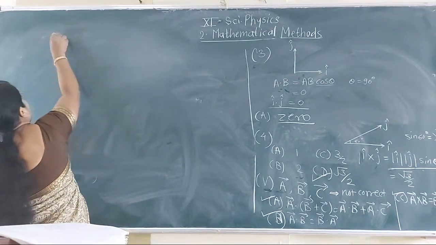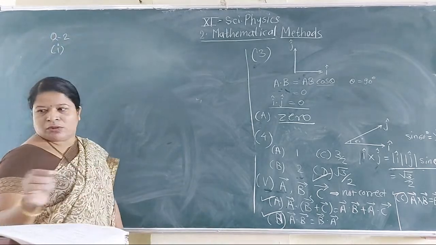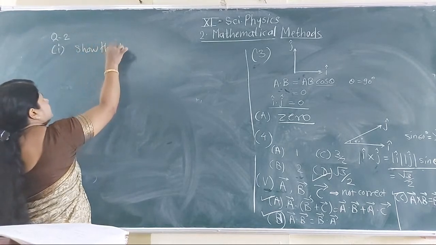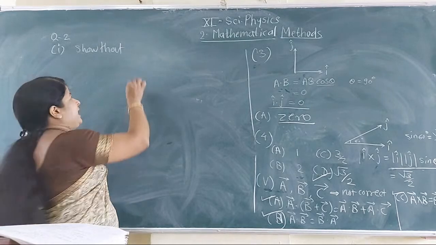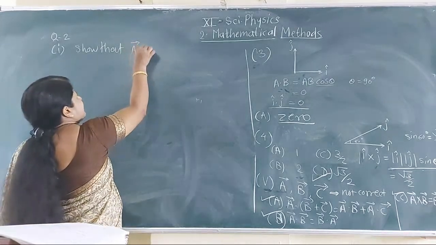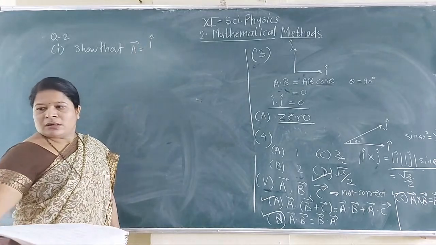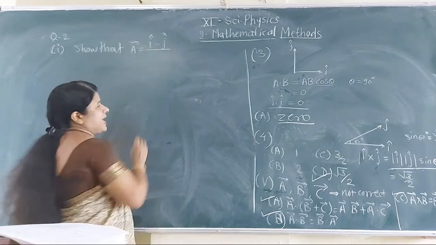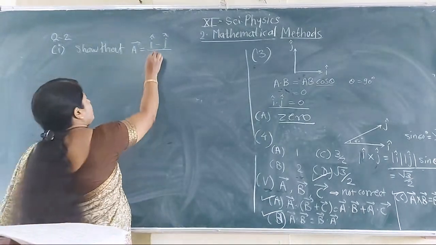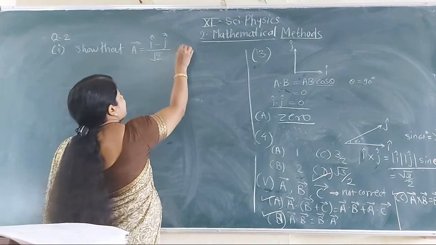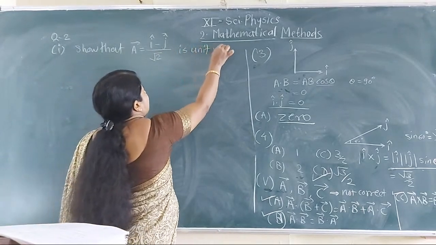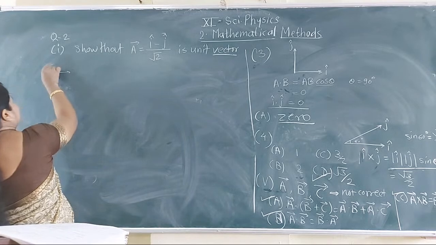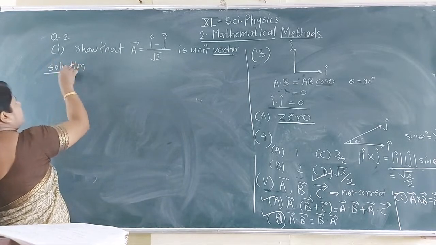Question number 2. In the first question, we have to show that vector A is equal to I cap minus j cap divided by root 2 is a unit vector.